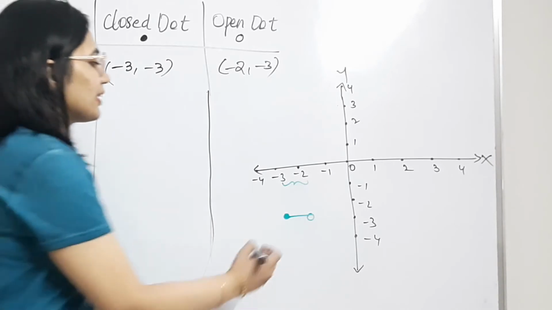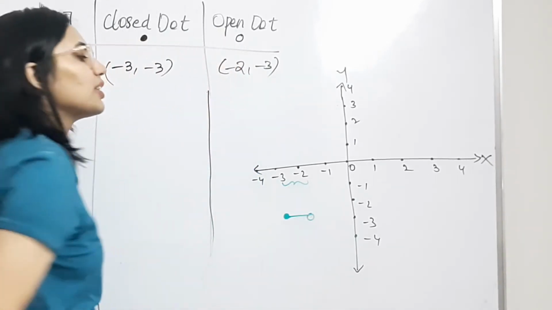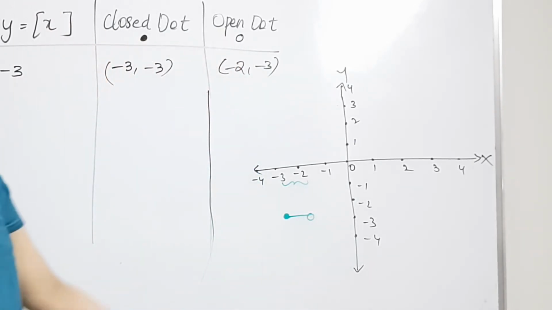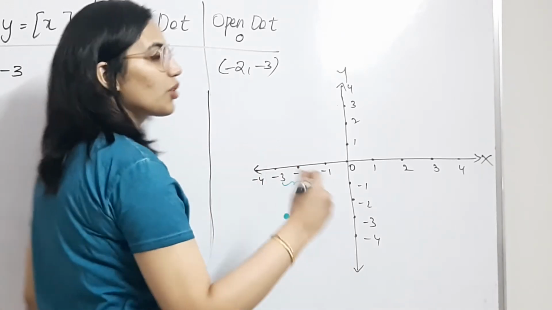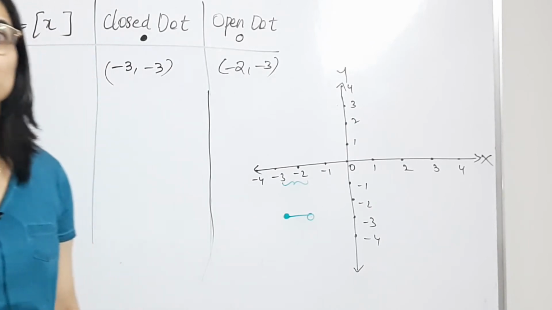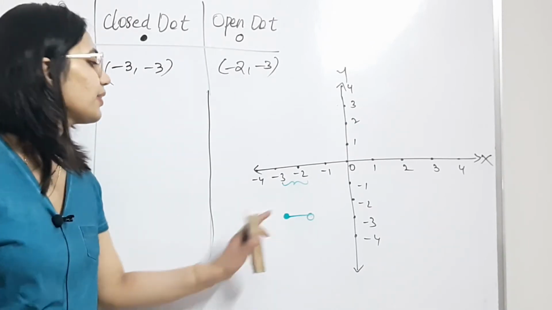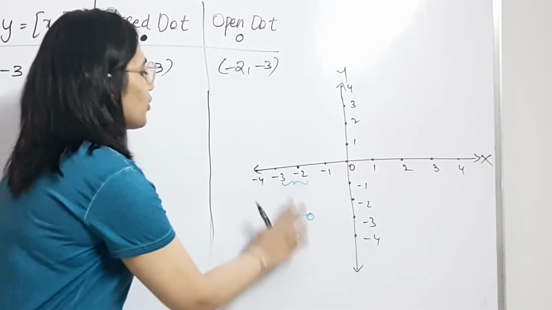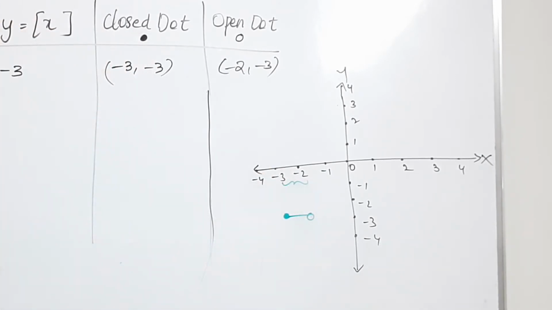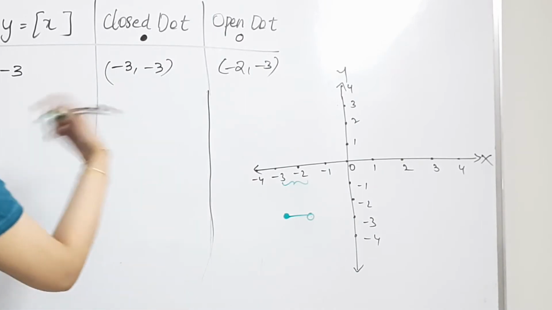The line and this circle indicate that x can fall anywhere starting from -3 up to, but not including, -2. Okay, this is how you draw a step function. Now let's go to the next one.